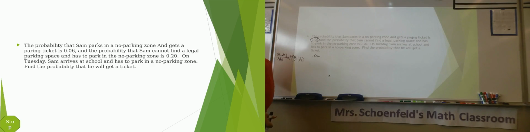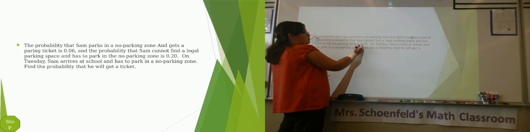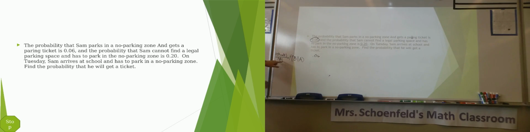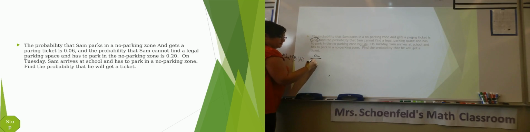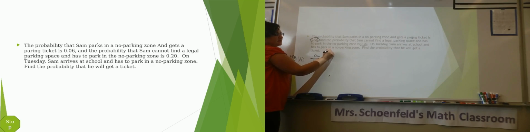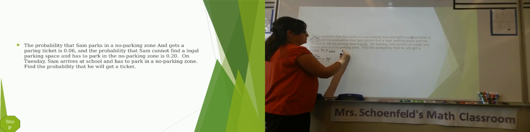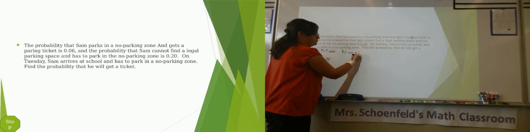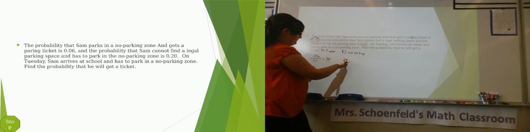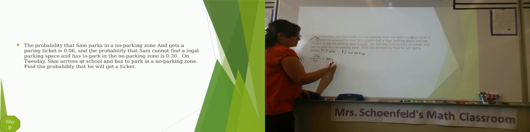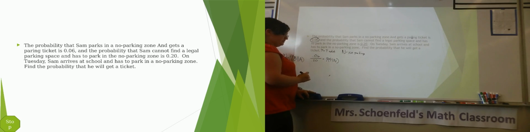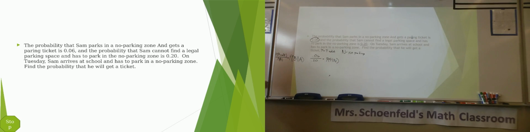The probability that Sam cannot find a legal parking space and has to park in the no parking zone is 0.20. So that is just right there. That's that P(A), so it's going to be over 0.20. And that will be my probability, let's say T is ticket, and N is no parking. So that would be my probability of getting a ticket given that I parked in a no parking zone. So just whatever that happened to be, 0.06 divided by 0.2.